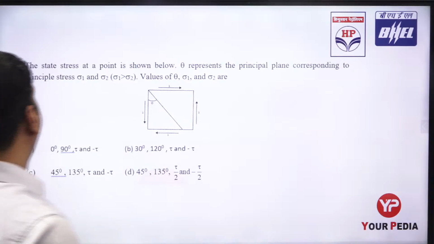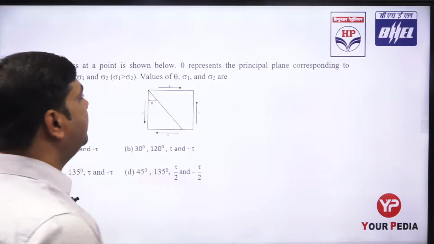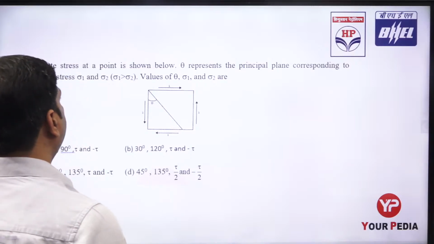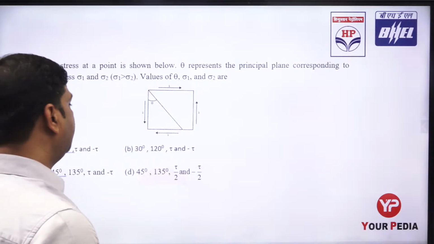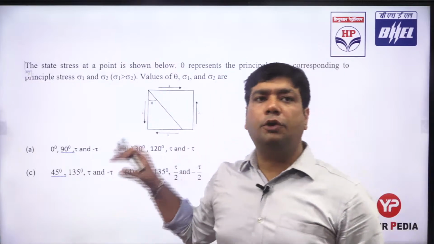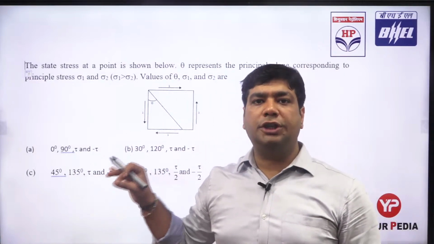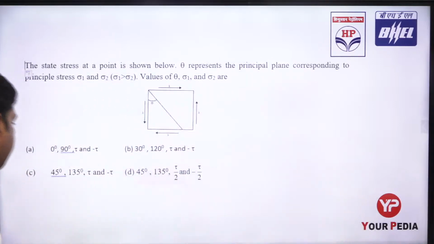The question says the state of stress at a point is shown below. Theta represents the plane corresponding to the principal stresses sigma 1 and sigma 2. We need the values of theta 1, theta 2 and sigma 1 and sigma 2. If I look at this case, this is a case of pure shear stress. So what will happen in the case of pure shear stress?